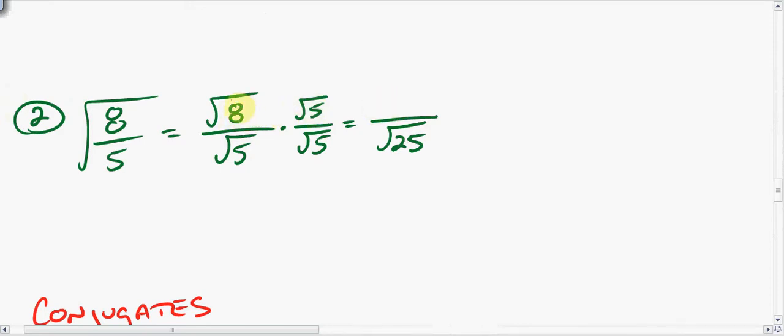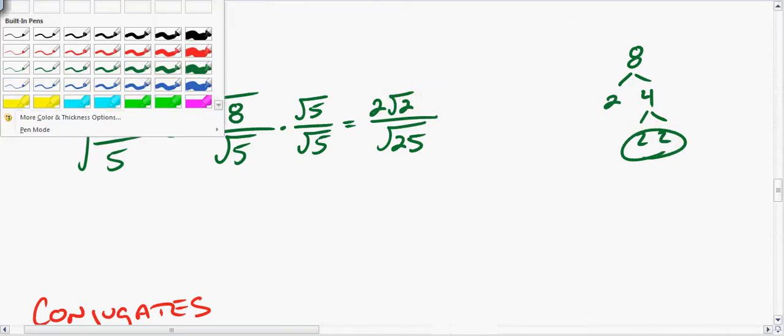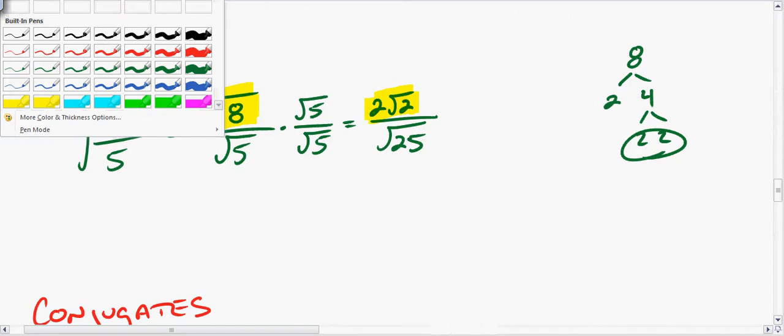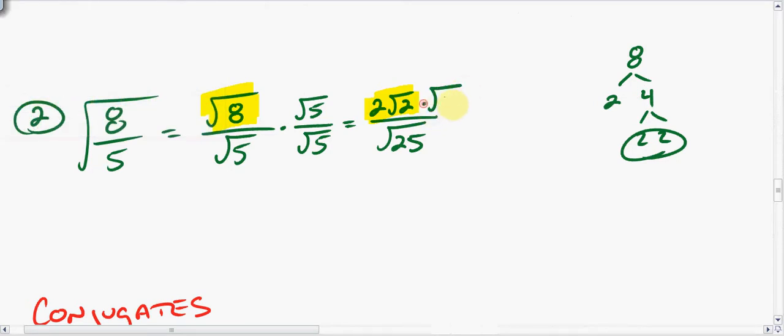Or I can see 8, if you notice, 8 can be simplified. 8's got some numbers that can be broken down. So I can say, oh, 8 might be broken up into 2 and 4. 4 can be broken up into 2 and 2. I have two sets of 2. So this is going to be 2 times the square root of 2. So what I have here is I've simplified the square root of 8 to look like 2 root 2, and I still have times the square root of 5.